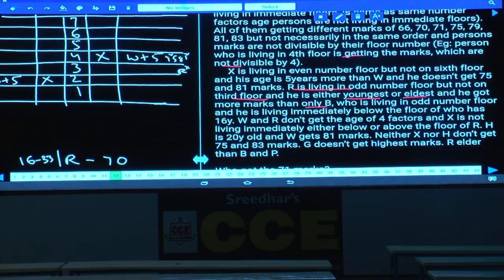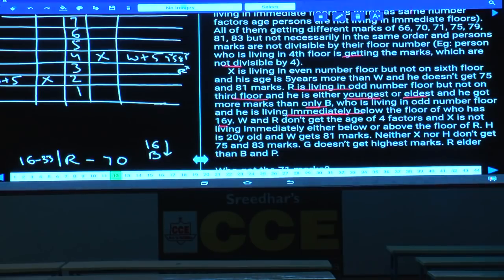R cannot be on the 3rd floor, and is on an odd number floor, and he got more marks than only B. B is living in an odd number floor and is living immediately below the person who is 16 years old. Now, as B is immediately below the one who is 16 years old, can R be 16 years old? No.